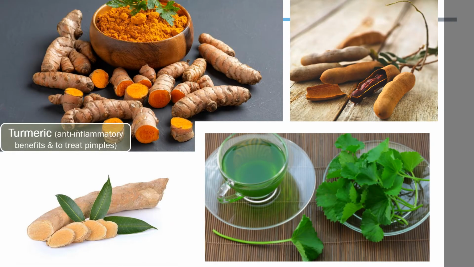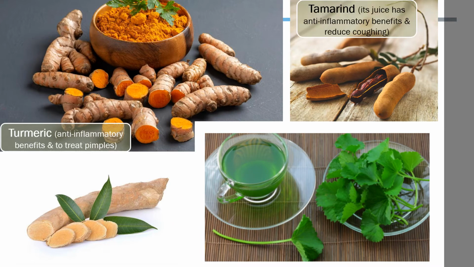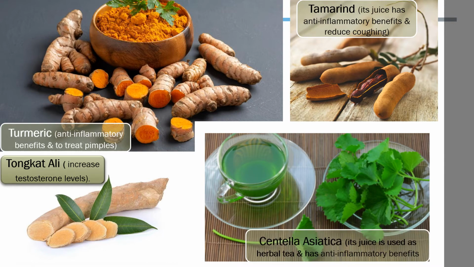Turmeric is widely used in Malaysian cuisine or Indian cuisine. Turmeric has anti-inflammatory benefit. It also can be used to treat pimples. Tamarind. Tamarind juice has anti-inflammatory benefits and it also can reduce coughing. Tongkat Ali. It can increase the testosterone level.